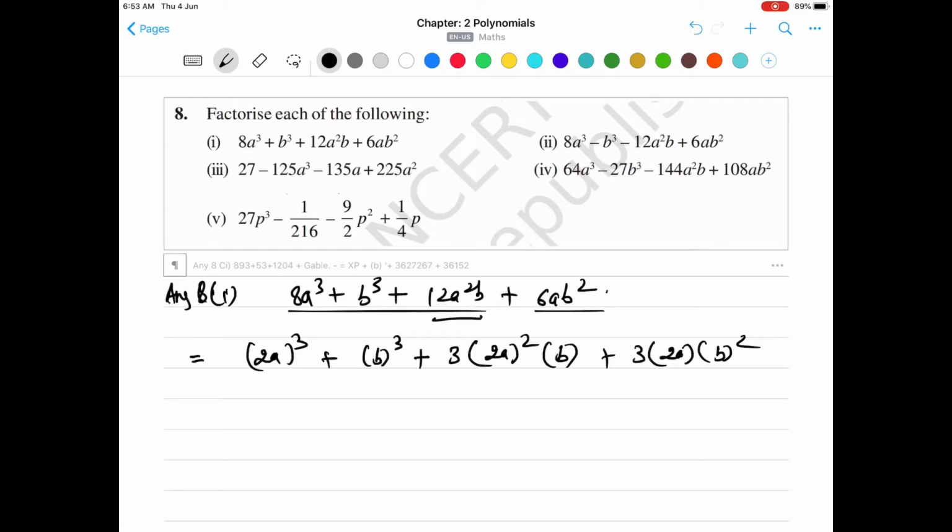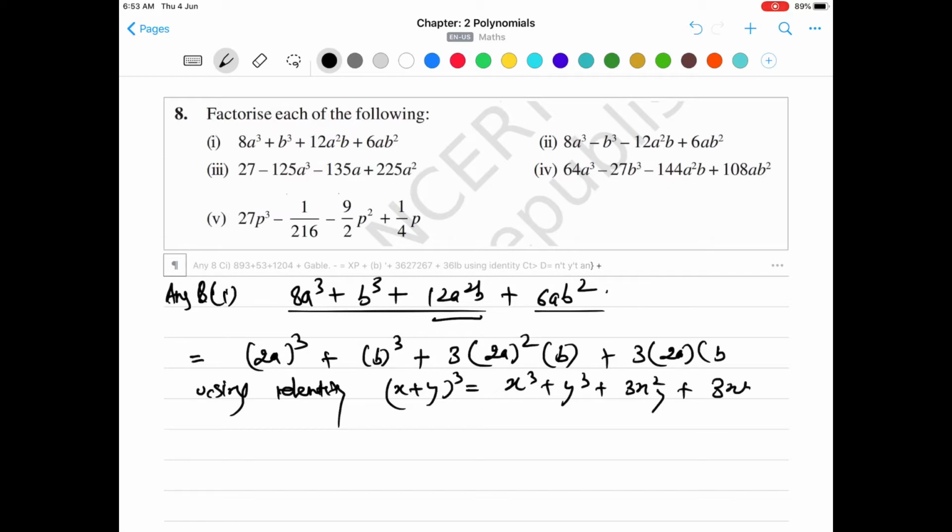Can you identify which identity we have used? We have used the identity x plus y whole cube, which is x cube plus y cube plus 3x square y plus 3xy square.